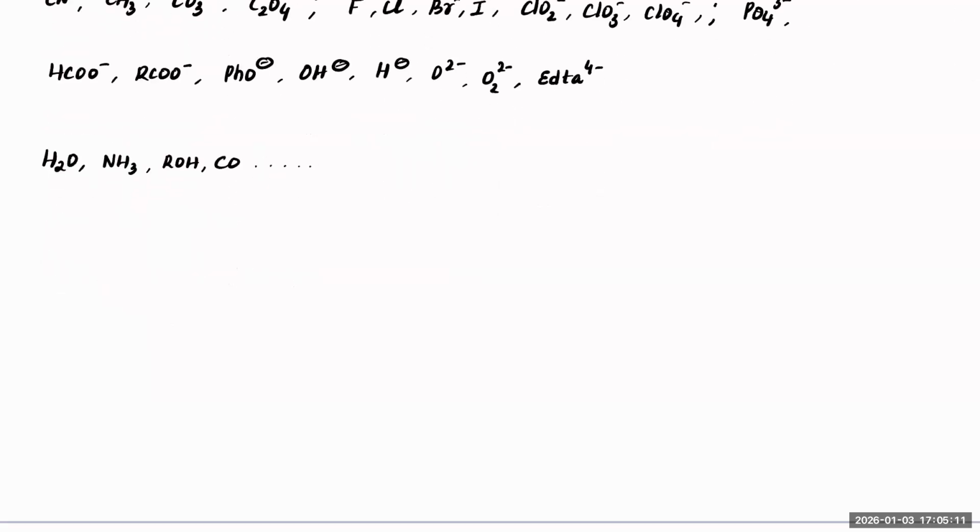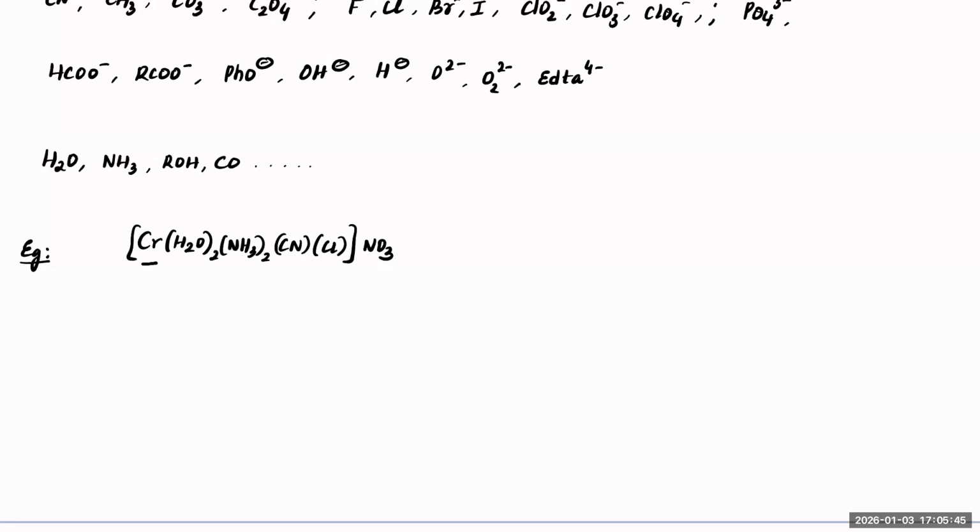Let me show you one example of what you are expected to do out of this list. For example, I have chromium with H2O 2 times, NH3 2 times, a cyanide, chlorine on it, and overall it is connected to NO3. Now your objective is to calculate the oxidation state of chromium.